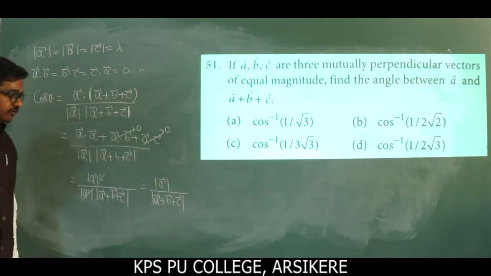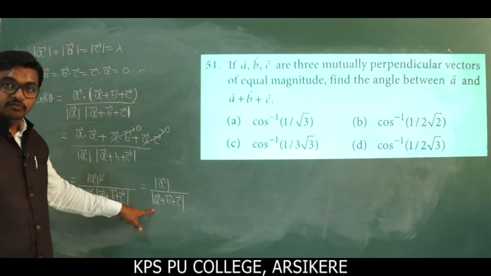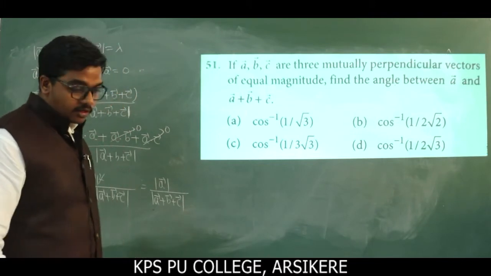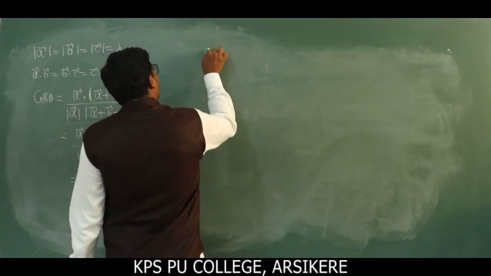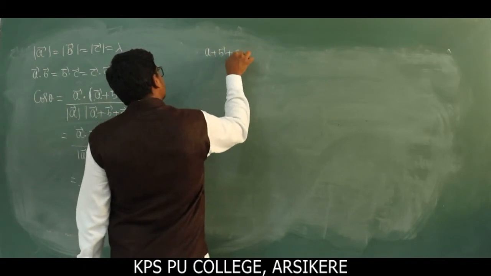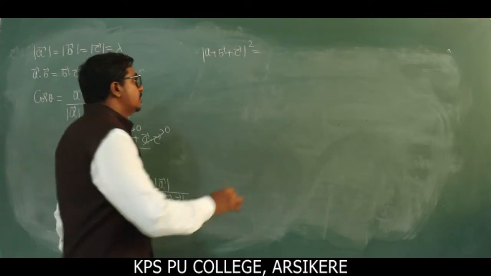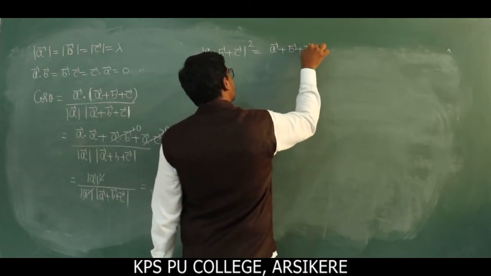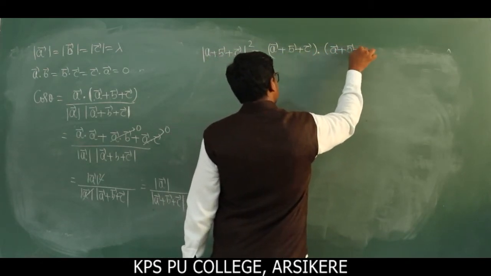But here we have to find the magnitude of vector A plus B plus C. We have to find that out. Okay. How to find this one? We'll discuss here. The magnitude of vector A plus B plus C whole square is equal to... So this can be written as vector A plus B plus C. This form is very important. Make a note here.